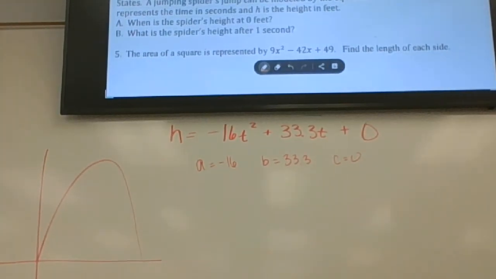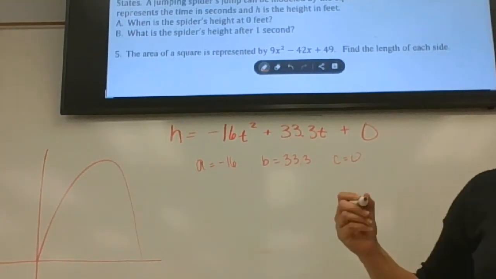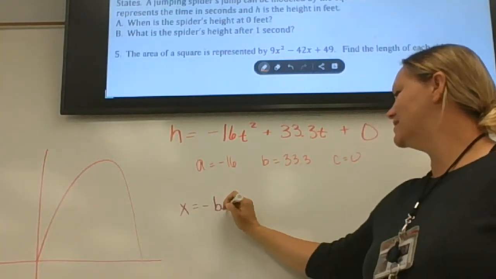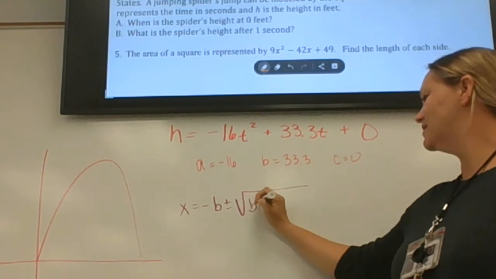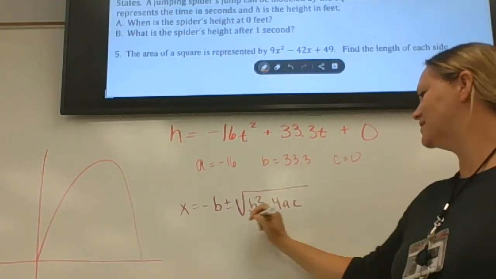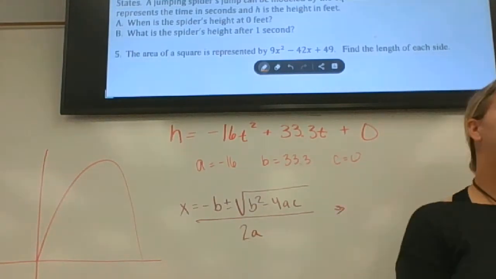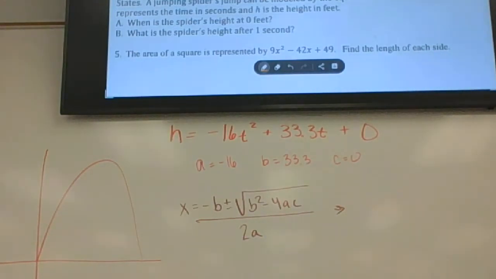Alright, I'm wondering, do you guys remember the formula? Yes, ma'am. Oh, yeah. Minus 4 times A times C, over 2 times A.